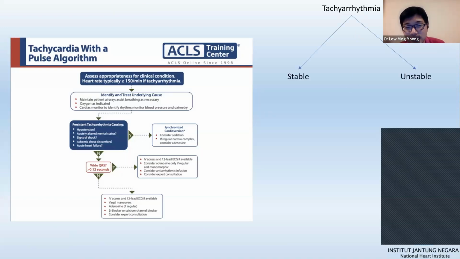So tachyarrhythmia, very simple: stable or unstable. If it's unstable, there's only one thing that you can do, which is shock. And you shock the patient. If it's an atrial rhythm, you shock with 50 or 100. Normally, I would start with just 100.